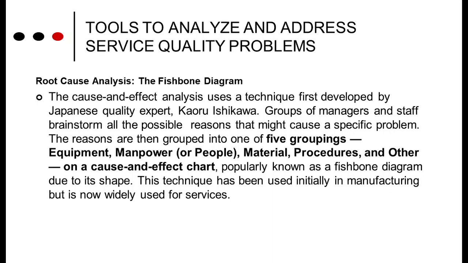Traditionally, each of these reasons could have been grouped into five different groupings. It could be equipment, manpower or people, material, procedures, and any other reason. Generally plotted on a cause and effect chart, popularly known as the fishbone diagram chart, due to its shape, which I will show you in the coming slide.